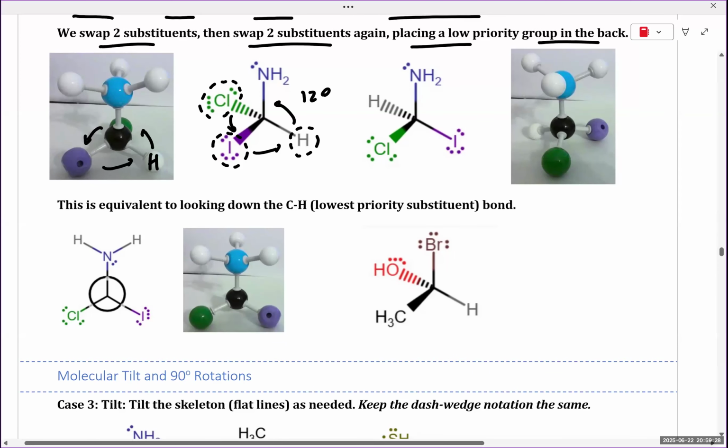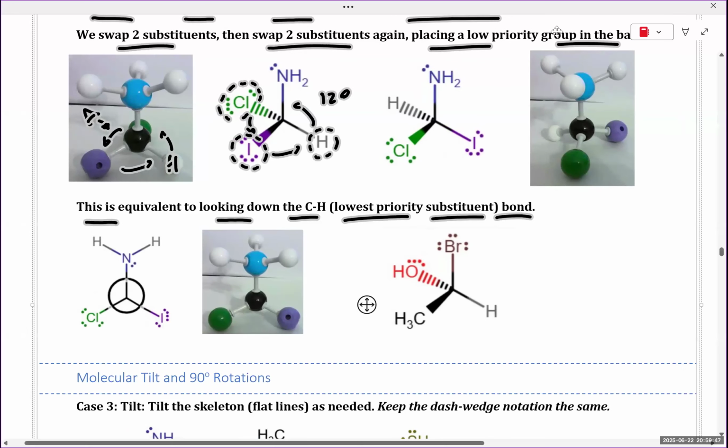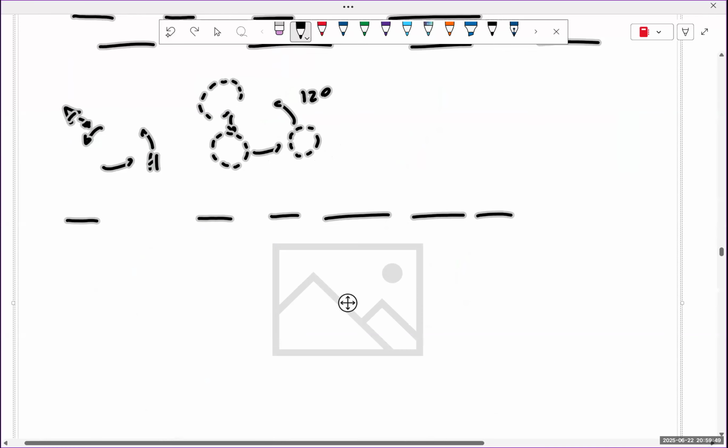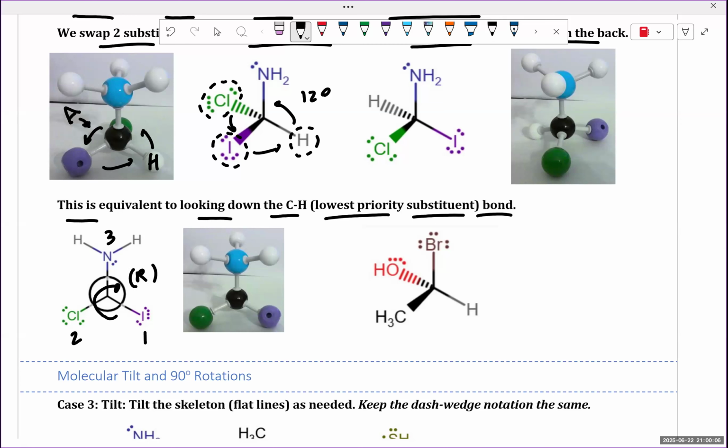Now, this is also equivalent to just taking your model and looking down the carbon-hydrogen or the lowest priority substituent bond. So we're looking down this molecule from this perspective. And as you can see, if we look at it from that perspective, we can clearly see the chlorine on the left, iodine on the right, the nitrogen up top. If we're assigning priority, we can see, tracing from highest to lowest priority, we're moving in a clockwise direction. This is an R stereocenter.